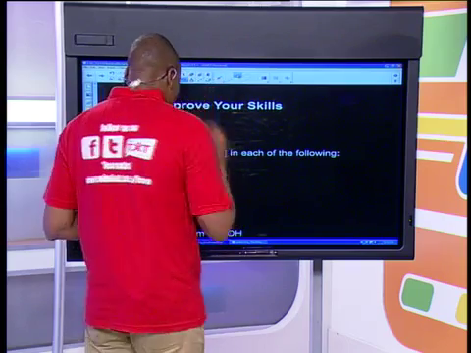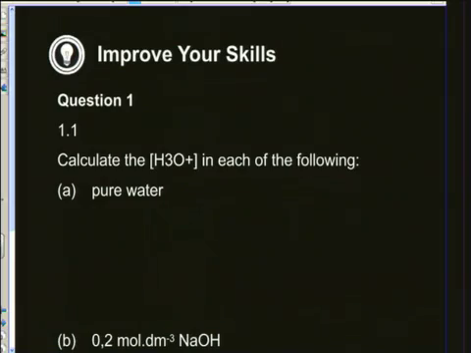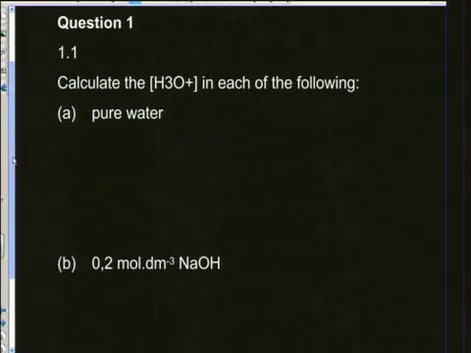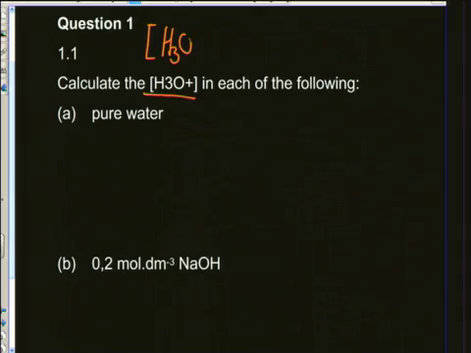Okay, now let's have a look at the first question here. Question number 1.1, calculate the concentration. Now, if you see big brackets like that, of course this should have been like that, so the formatting actually changed it, but that is what it should be like. Calculate the concentration of the hydronium ions in each of the following. Now let's look at pure water.